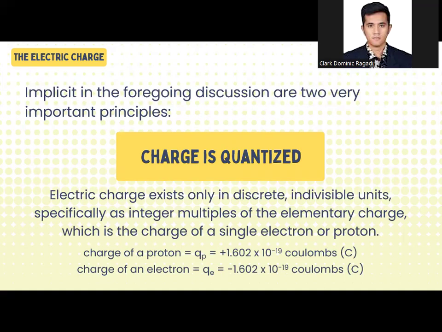Again, charge is quantized, meaning you cannot have multiples of a proton or an electron that are not integers. So a charge equivalent to 2.1 electrons is not possible. Only those 1, 2, 3, 4, 5, and so on that are integers can exist in nature. So again, charge is quantized.